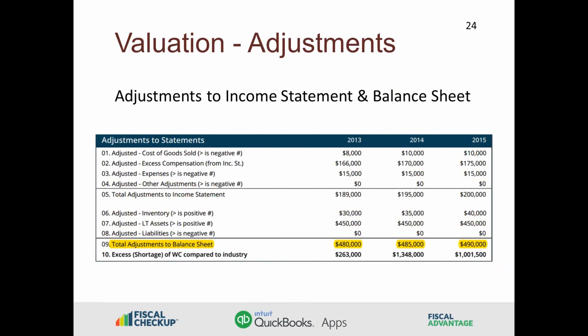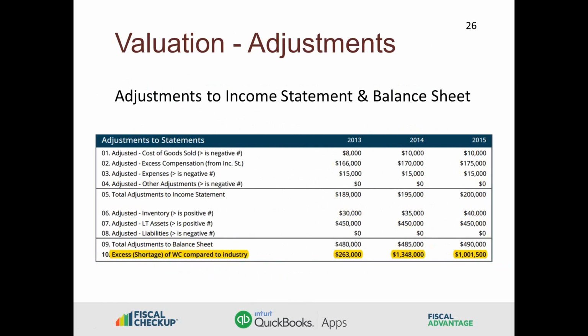So in this company's case, the total adjustments to the balance sheet in 2015 was $490,000. This means that the company's book value, or their equity, is $490,000 more than what was on the books. This value will be added to equity. Remember this number, 490. You're going to see it later on. We'll cover that later, but we've got our adjustments now for the income statement and the balance sheet. So here we've got both of those listed there.